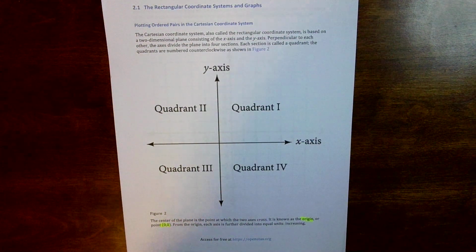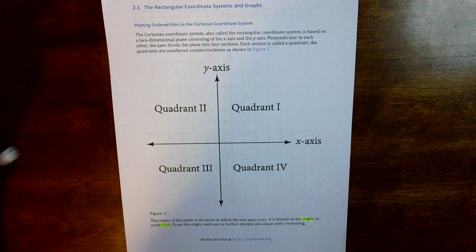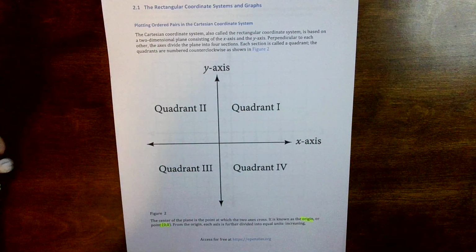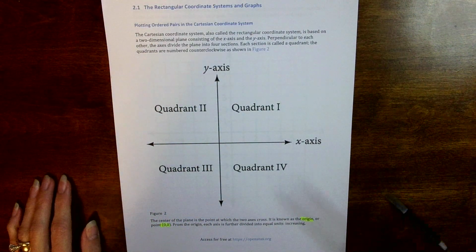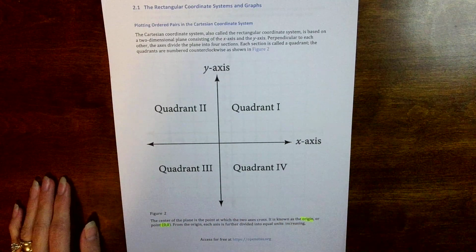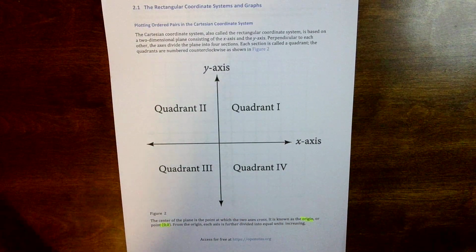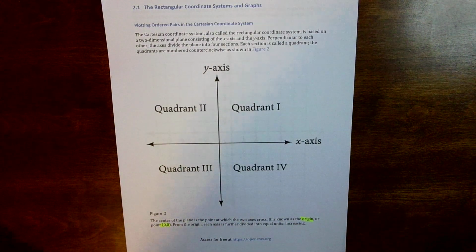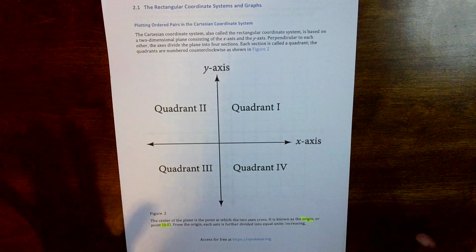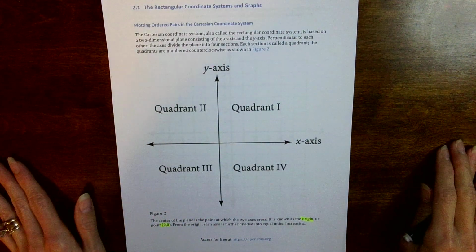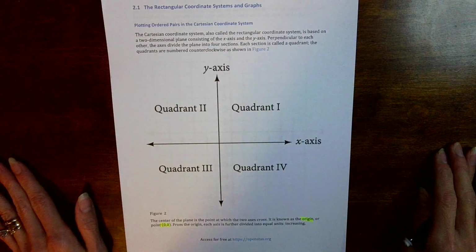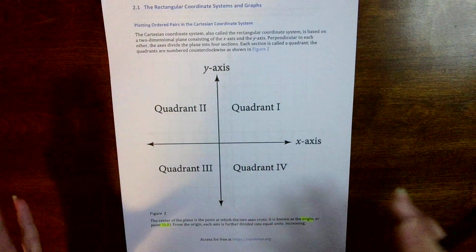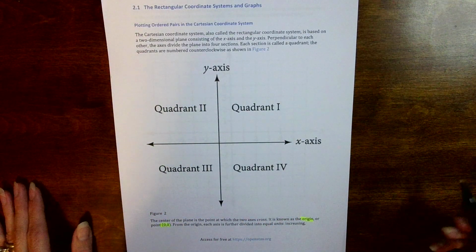In this section, we're going to talk about rectangular coordinate systems and graphs. This is also known as the Cartesian plane, named after the philosopher mathematician Rene Descartes. He's famous for saying, "I think, therefore I am." And then the coordinates are also called the Cartesian coordinate system.